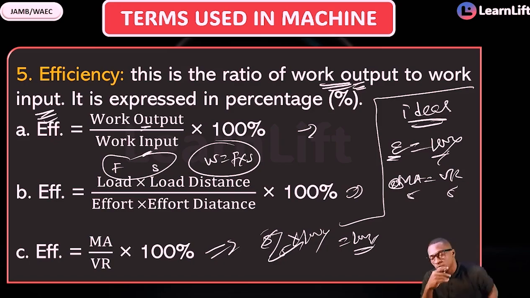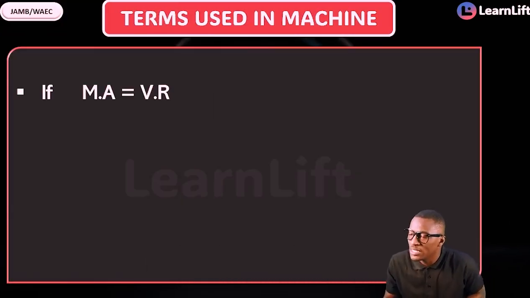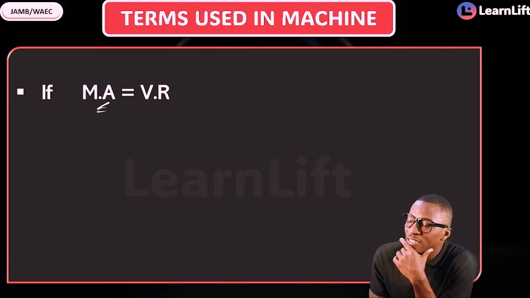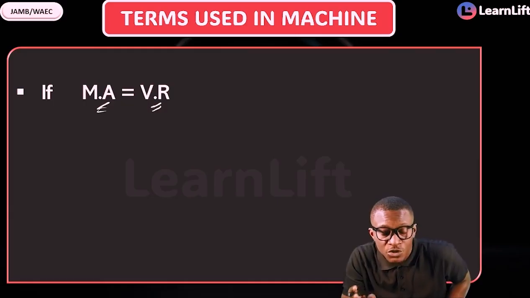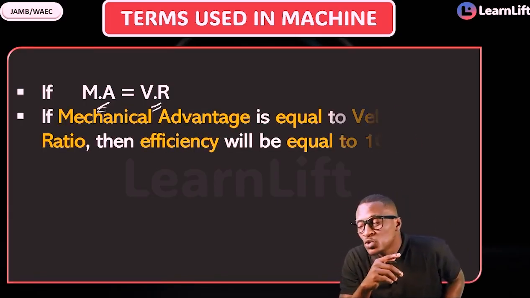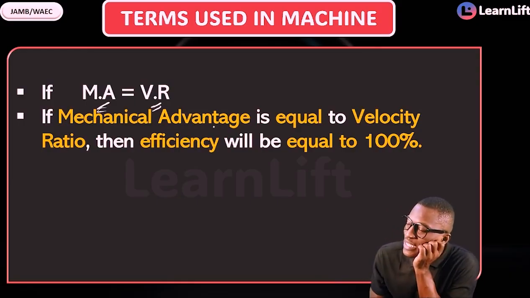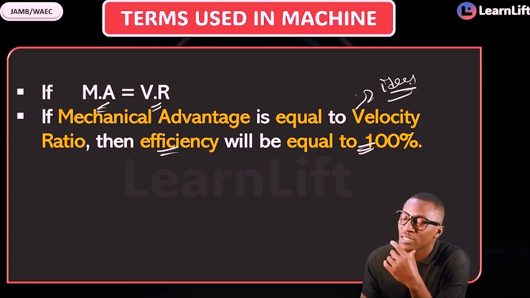But this is not so. I'm going to show you. Take note that if mechanical advantage is equal to velocity ratio, as I just showed you, if mechanical advantage is 5 and velocity ratio is 5, or both are 7, efficiency is going to be 100%. That is for an ideal machine. Constant past question.